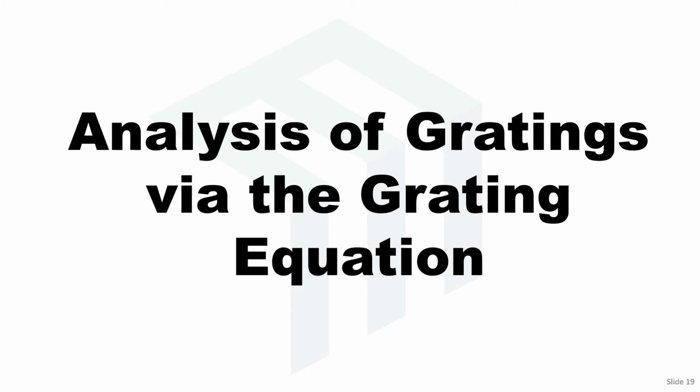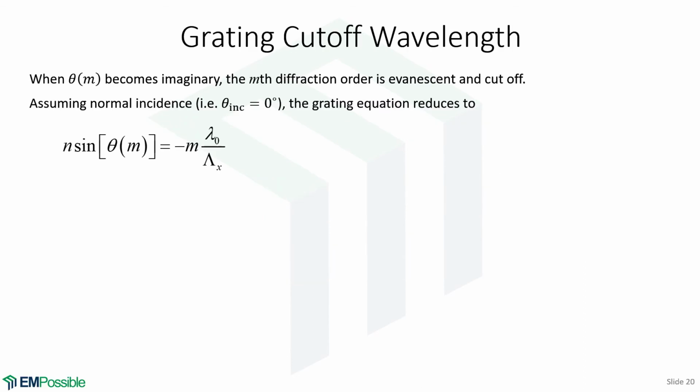Let's talk about analyzing diffraction gratings using the grating equation. The discussion always comes up about a cutoff wavelength, and that is the wavelength where one of the diffraction orders either pops into existence or it disappears. It's right on that threshold. That's the cutoff wavelength. So typically if we go longer in wavelength, that diffraction order will disappear. If we go shorter in wavelength from the cutoff, we will have that diffraction order. So we tend not to want to operate right on cutoff, usually comfortably to one side or the other.